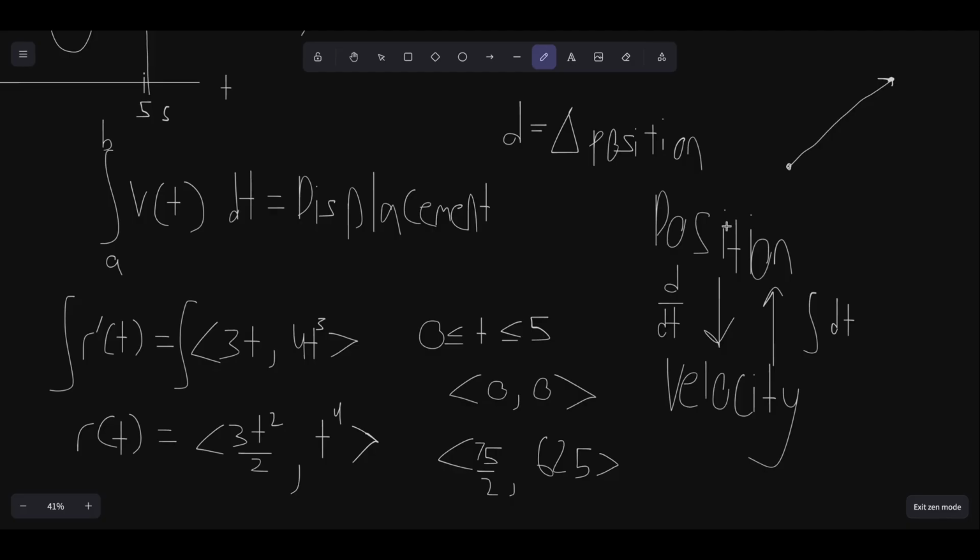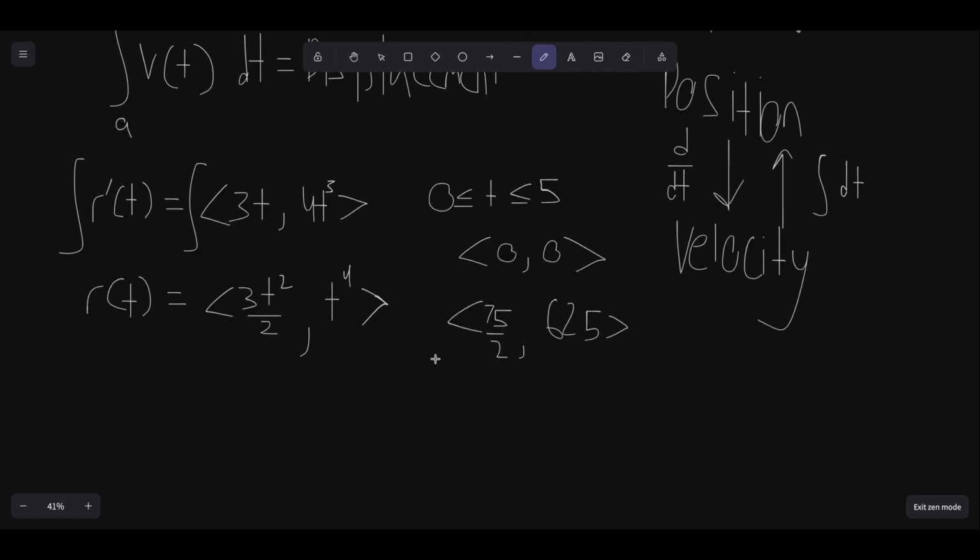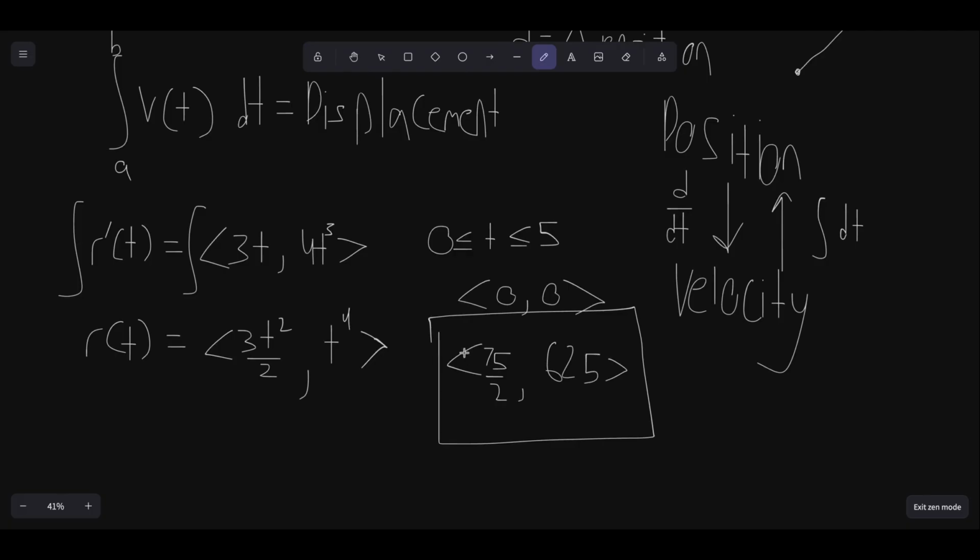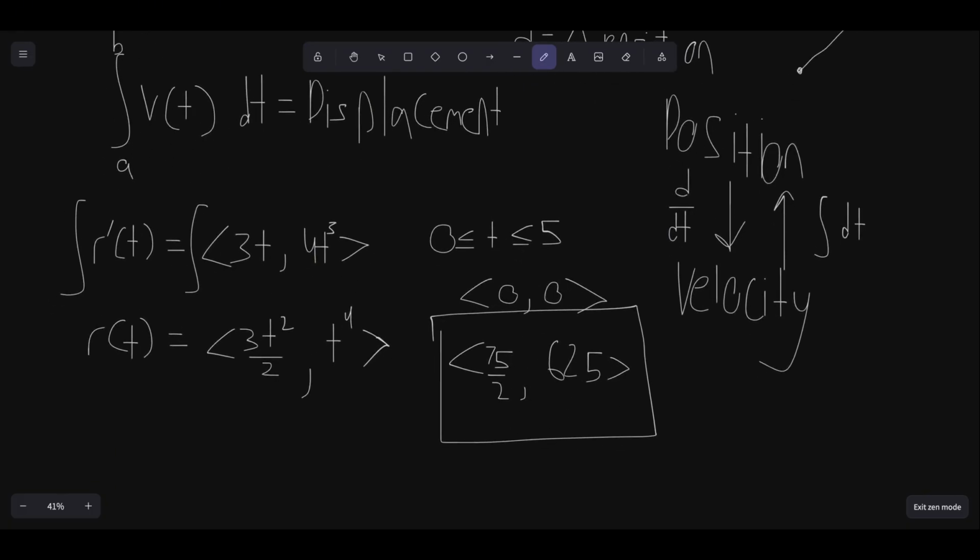So if I integrate velocity to get my position vector, and I essentially just find my change in position because it's bounded, then if I take the change in this, I'm just going to get this vector right over here. And so this would be my total displacement. Because this is a vector valued function, the total displacement is represented as a vector.